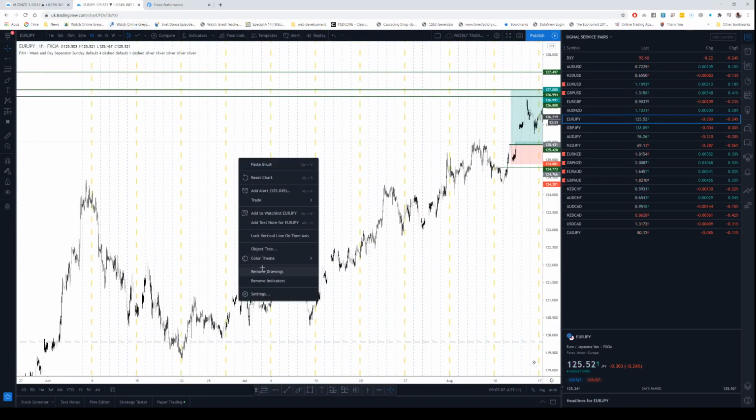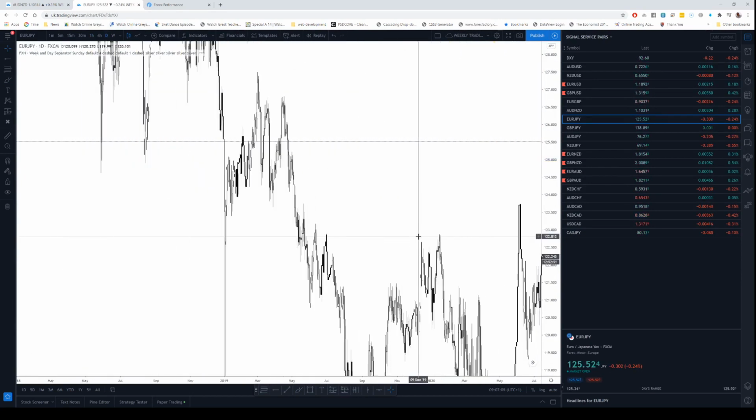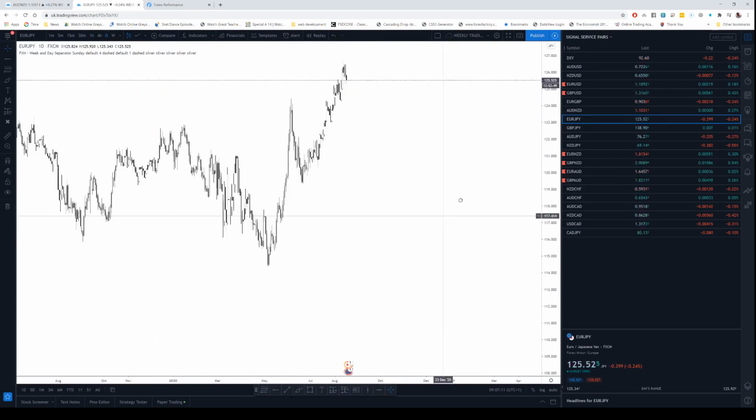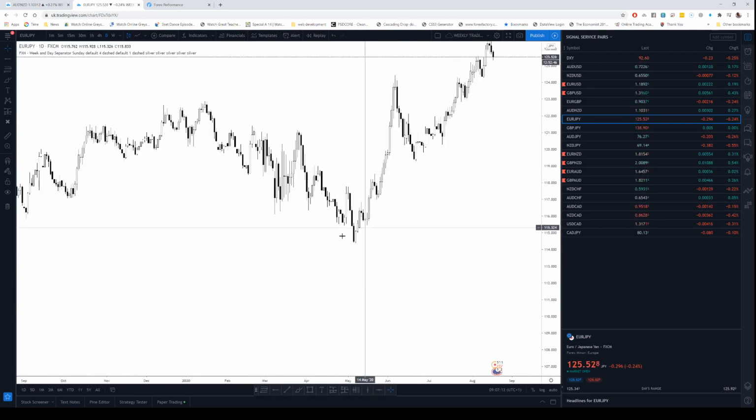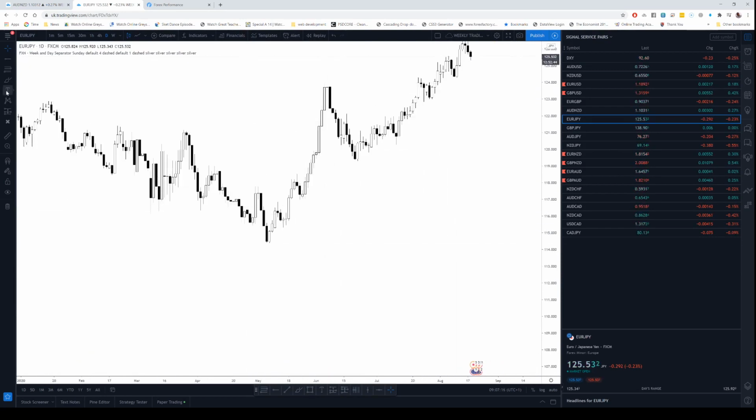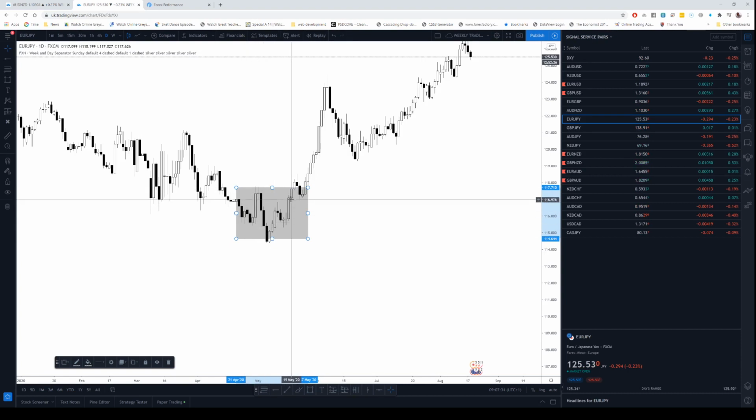Let's remove all this drawing, and then I'll show you what we did with it. So on Euro Yen, you might not see it, but this is a consolidation. Even though there was a manipulation to the downside, we ran a high here, came down and ran a low, and then rejected. As soon as you see that, that's a consolidation, and then we expanded up.